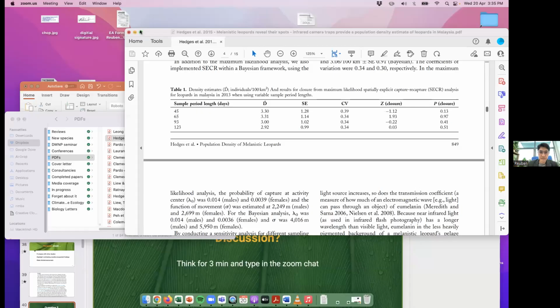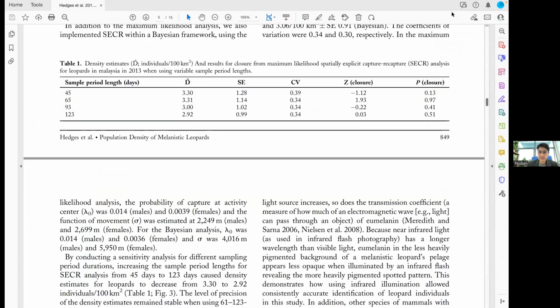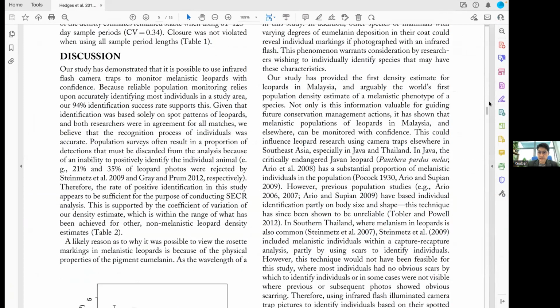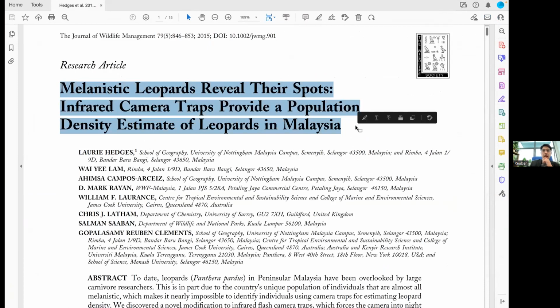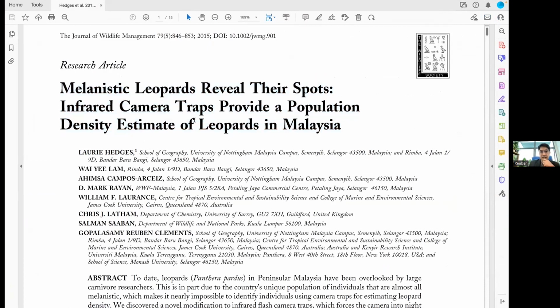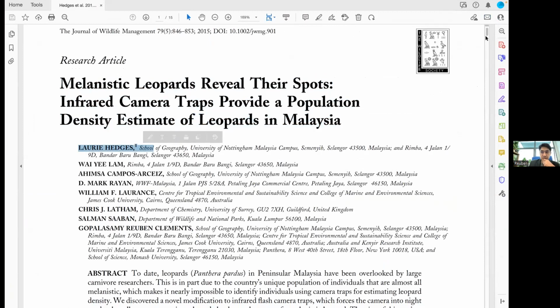I'll give an example of a manuscript just to take you through it again. This is a paper that my master student wrote on estimating the population density of leopards in a rainforest in Malaysia. This is my master student, Laurie Hedges. It was published some time ago.